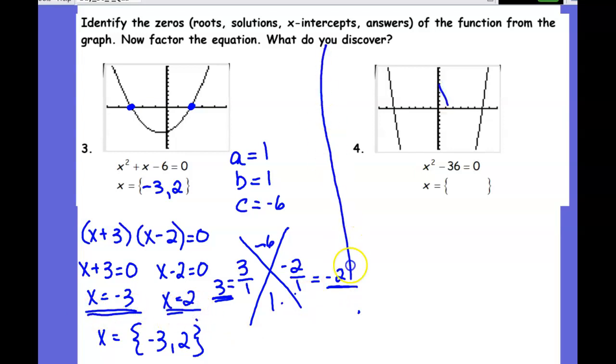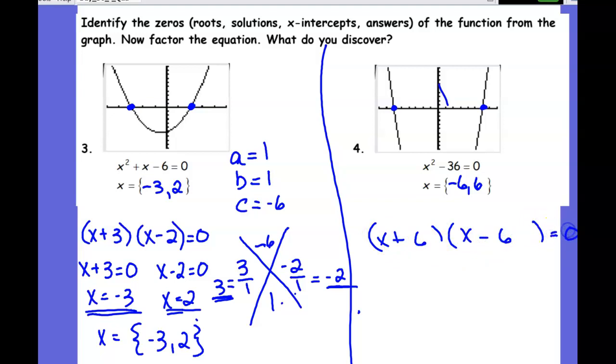So number 4, if I look at my solutions, the graph is cutting through here and here. If I count, it looks like it's at negative 6 and positive 6. I'm going to factor x squared minus 36, and since this is the example of the difference of perfect squares, we can say that this would be x plus 6 and x minus 6.